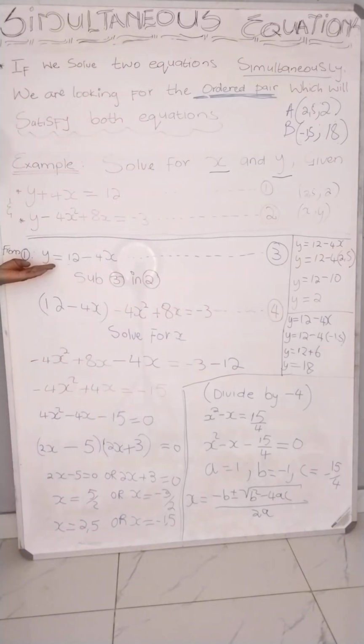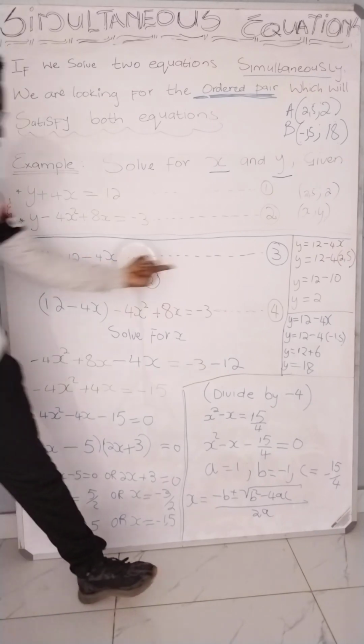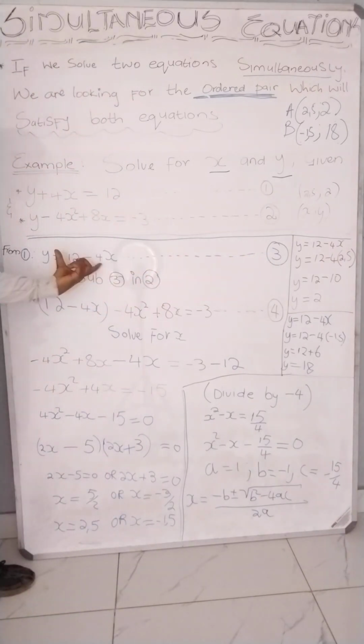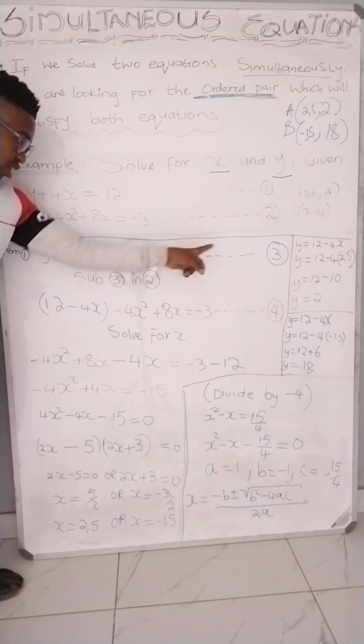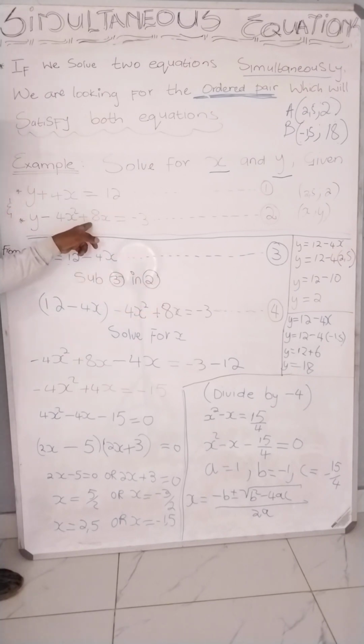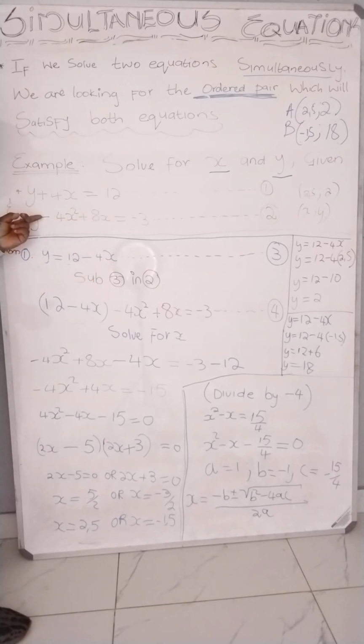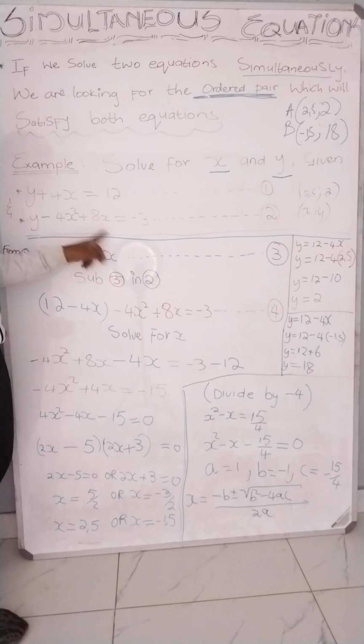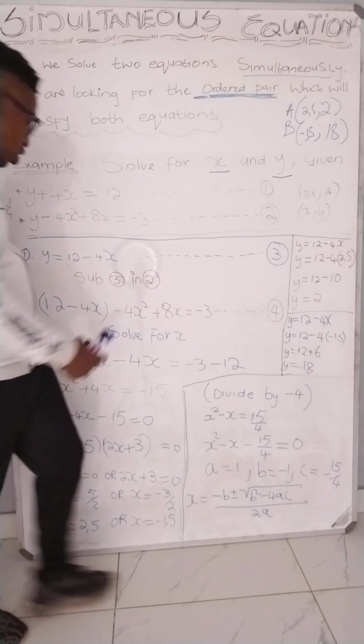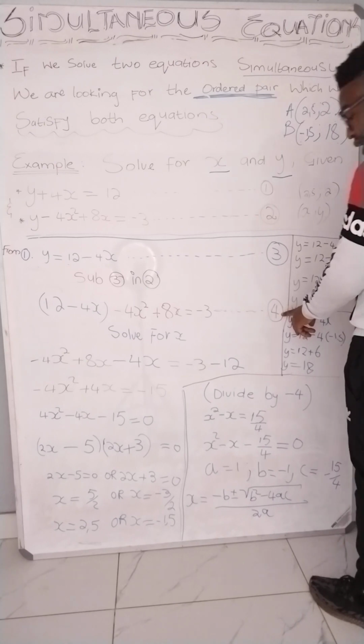As you can see here, now that we have y is equal to 12 minus 4x as step 3, we are going to take this y and substitute. We're going to substitute equation 3 into equation 2 because we used equation 1 to make it. Now we're substituting it to here. Okay, so instead of y, we're going to put 12 minus 4x. So we copy the same equation 2 as it is, which is y minus 4x squared plus 8x is equal to negative 3. And this we mark as equation 4.